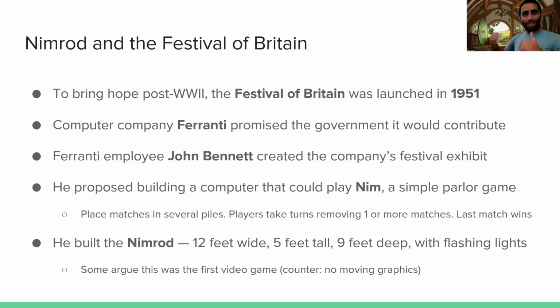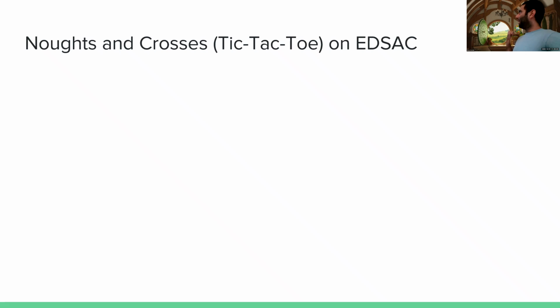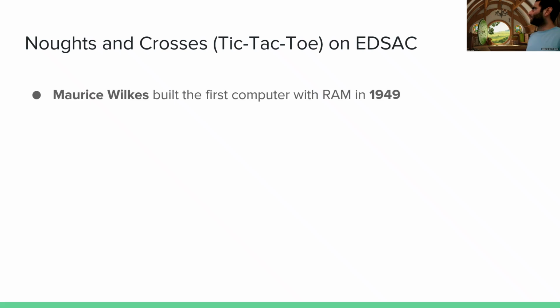Cool. Okay. So we're getting a little bit further into the future. In, I think, British English, they call the game of tic-tac-toe Noughts and Crosses, but there was a Noughts and Crosses game that was created for the EDSAC. Maurice Wilkes was a famous computer scientist back in the day. He built the first computer that had random access memory in 1949.